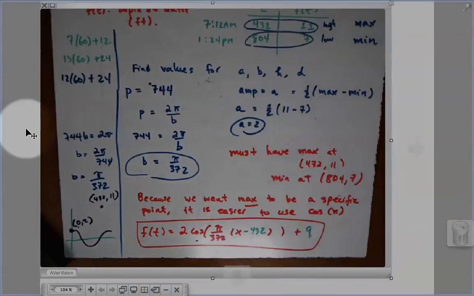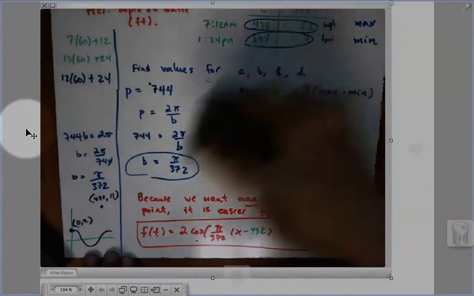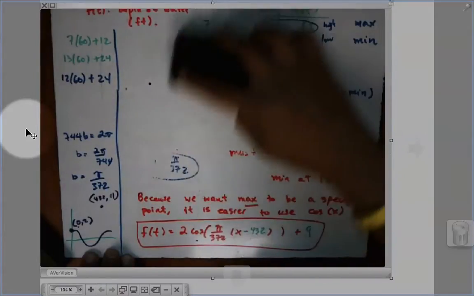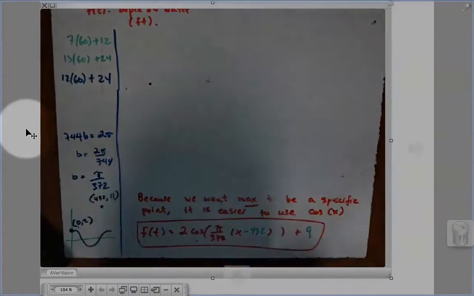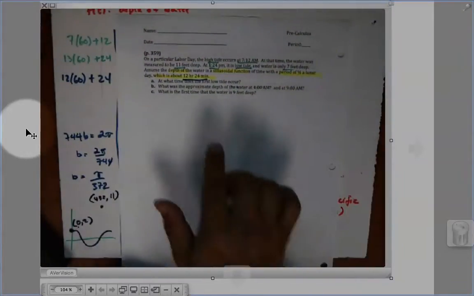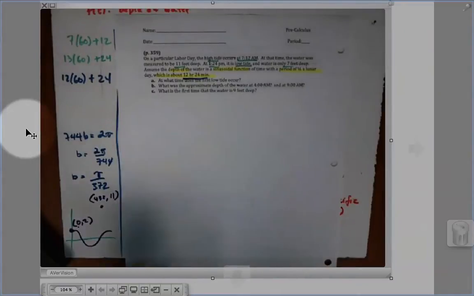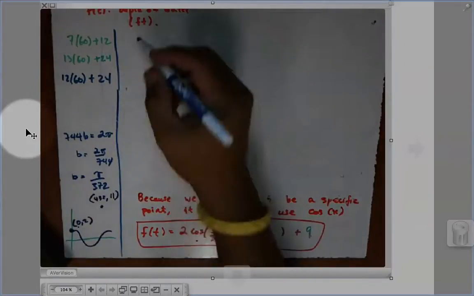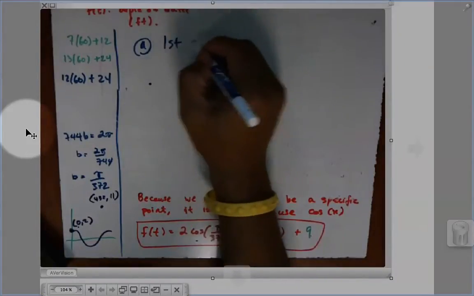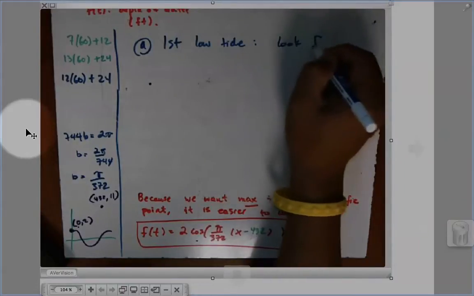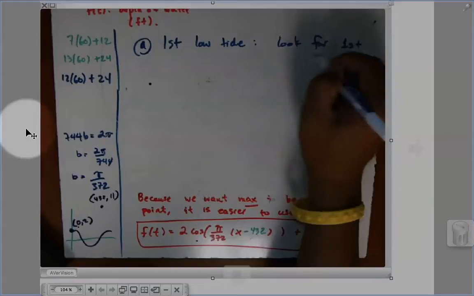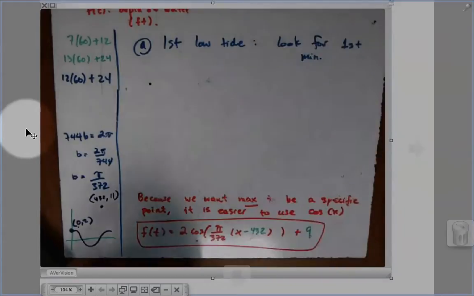I'm going to erase some of this stuff up here so that we can solve the next part of the problems. And again, I'll point out to you that once we have the function, the rest of it is pretty easy. At what time does the first low tide occur? First low tide. So we're going to look for the first minimum on our graph.